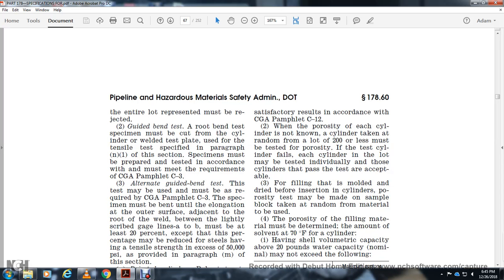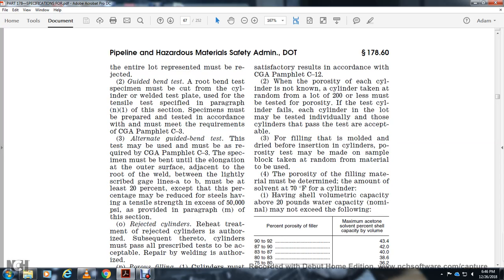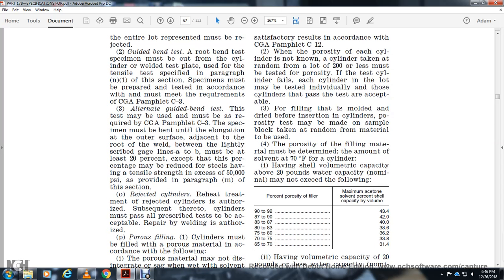The specimen must be bent until the elongation has stripped from the root of the weld between the lay of the scribe gauge lines A to B, and the elongation must be at least 20%, except that the percentage may be reduced for steel having tensile strength in excess of 50,000 psi, provided the section is rejected. Rejected cylinders may be reheat treated; a rejected cylinder is authorized.